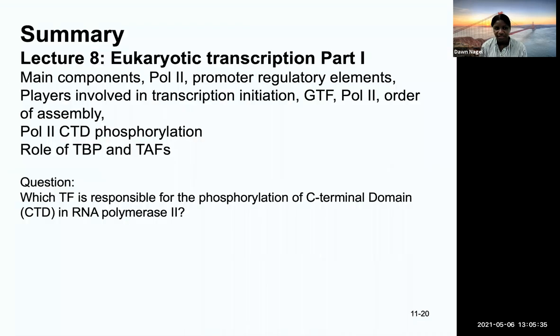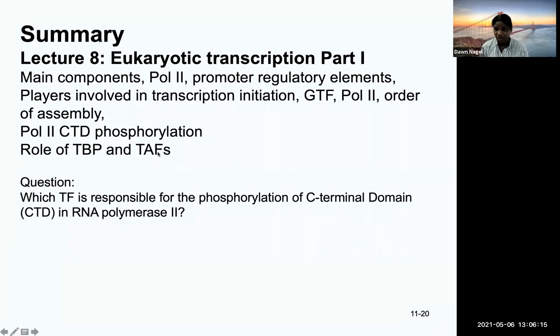So some of the things you want to think about when you're studying for eukaryotic transcription part 1: What are the main components? What is POL2? What are the elements within the promoter that some of these components might interact with? What happens if you don't have certain types of elements within the promoter? How does the polymerase get there? And what is important for the polymerase activity to even begin elongation is that phosphorylation step that happens at the C-terminal domain. So get an understanding of what's happening there, and also the role of TBP and TAFs.